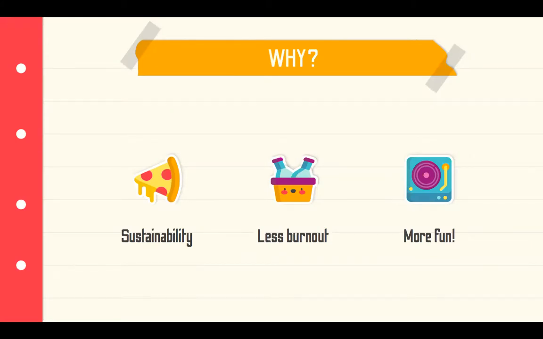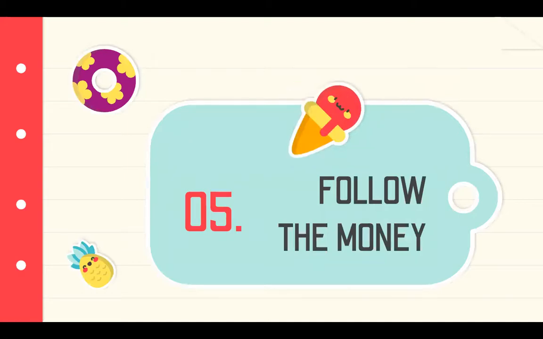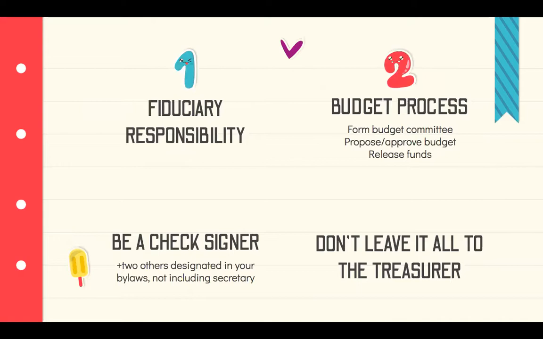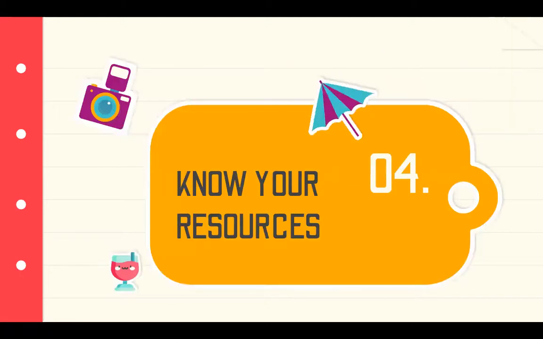All right, moving on to 5, follow the money. Money makes the world go round. And as officers in the PTA, don't leave it all to the treasurer. We all have a fiduciary responsibility to the organization, and we have a process in place, and we have checks and balances. We have 2 check signers. And again, I won't go into details, but the treasurer's training will give you more information on that. But we have a structure in place, and procedures, policies, we're all set. So you don't have to reinvent the wheel.